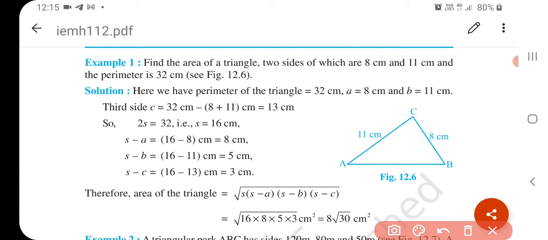Okay, now what is S? S is equal to 32 upon 2, because the perimeter is given, that is 32, so we get S equal to 16 cm. Understand? We find S minus A, S minus B and S minus C, and then we write the formula and put the values.